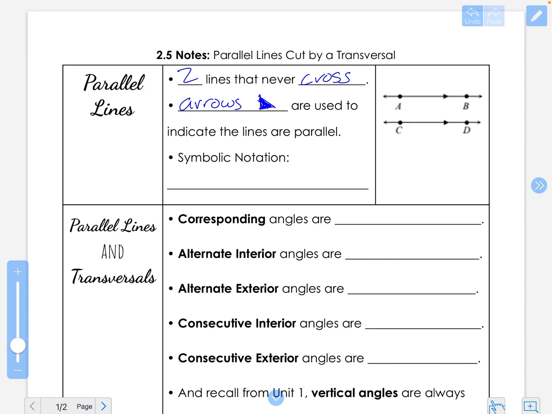When we talk about parallel lines, if we're looking at these two right here, the way we would note it is AB, and AB is a line. So we have to put the line symbol above AB. Then our parallel is two lines that do not cross. And then we're going to put CD, not CB. And again, CD is a line, so we must put our line symbol above it.